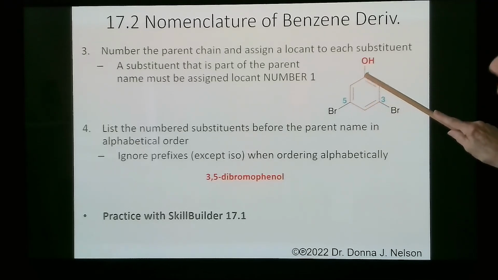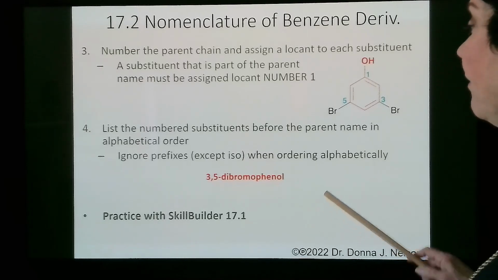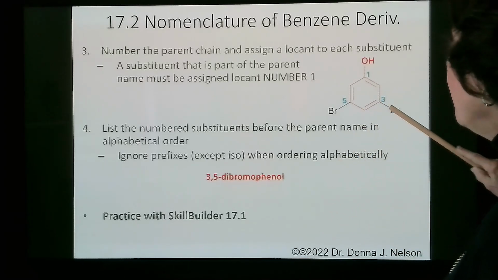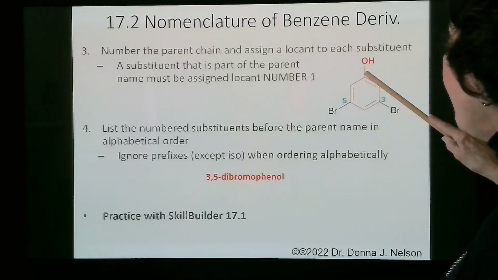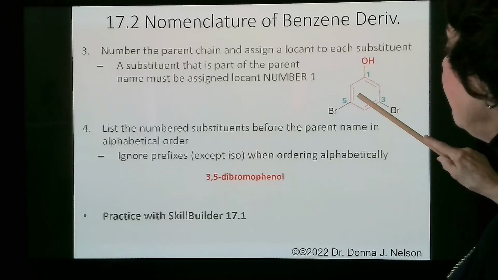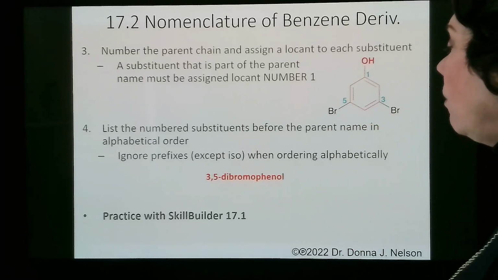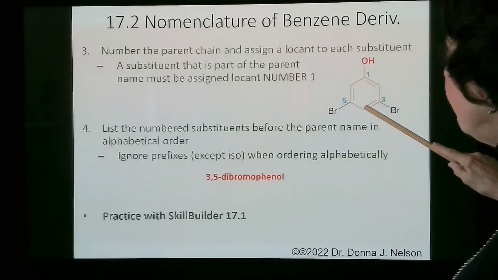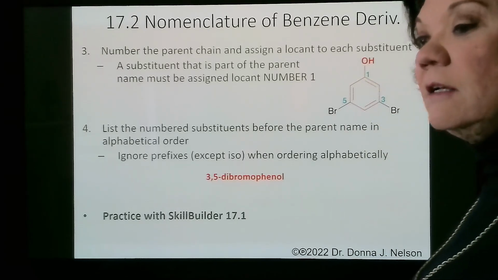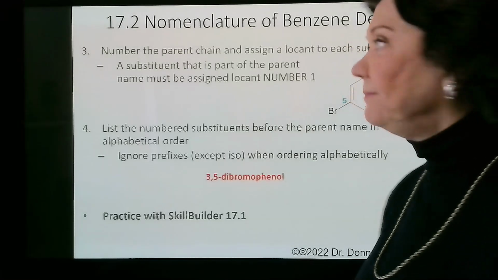So it is always, by definition, at position 1, and then you have the 2 bromo functionalities, which are in positions 3 and 5. So this is 3,5-dibromophenol. 1, 2, 3, 4, 5. 3,5-dibromophenol.